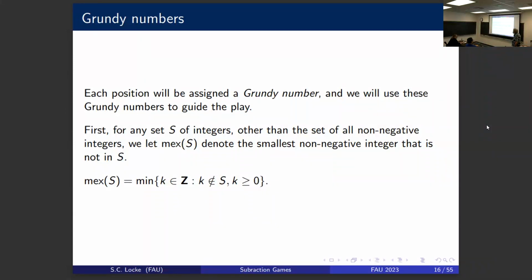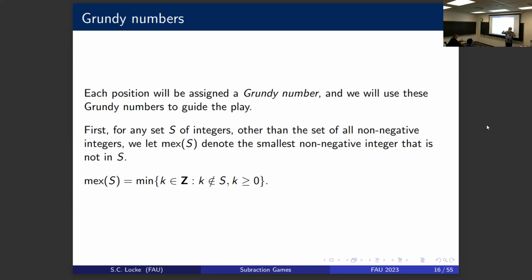Okay. So what I'm going to do is define these numbers called Grundy numbers. To begin with, if you give me a set of integers, I should have said here that doesn't contain all of the non-negative integers. I don't really care if it's got negative integers in it, but I don't want to use all the non-negative integers because then the next line is not going to make sense. This mex, which is minimal excluded, right? The minimal excluded element of S is the smallest non-negative integer that's not in S.